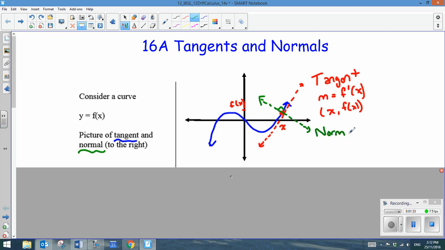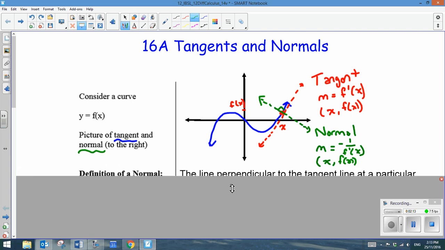So for a normal line, I would still need to know my gradient, and I would still need to have a point. So I'm going to use the same point, x and f of x. But now my gradient is going to be the gradient that I would use for any perpendicular line. So instead of using f prime or f dashed, I will use the opposite reciprocal of whatever that original gradient was for the tangent line. So just as we were writing equations of perpendicular lines back in year 9 and 10, same deal here. We're just using the derivative as our gradient, or the opposite reciprocal of our derivative for the normal line's gradient.